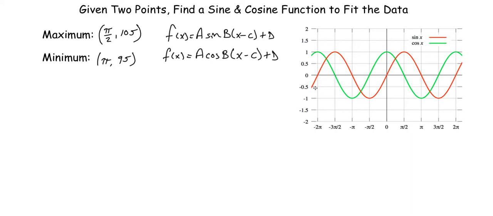So if we look at this picture over here, where the red curve is a sine graph and the green curve is a cosine graph, we can see that the sine is just shifted over a tiny little bit from the cosine. If I were to take the red sine curve and shift it this way by pi over 2 units, they would line up directly on top of each other.